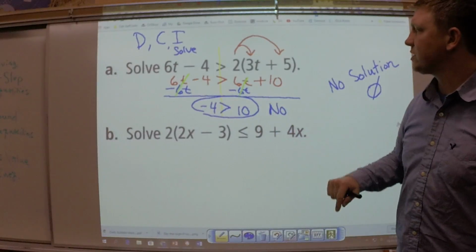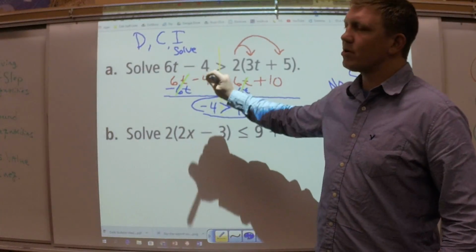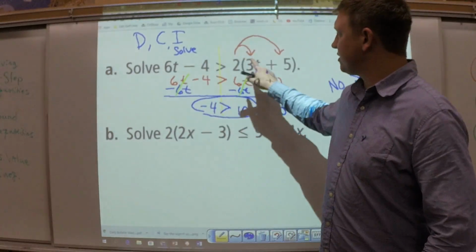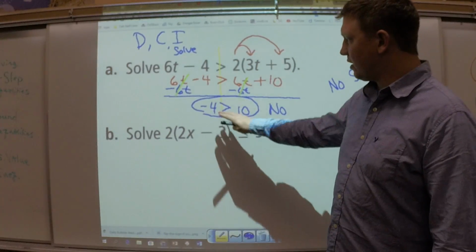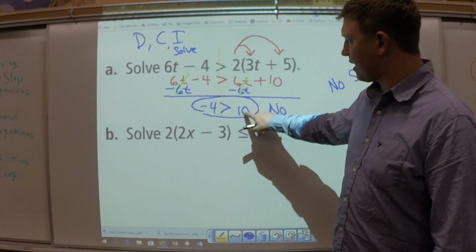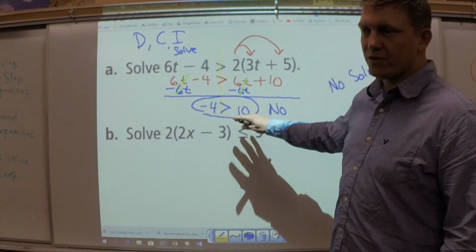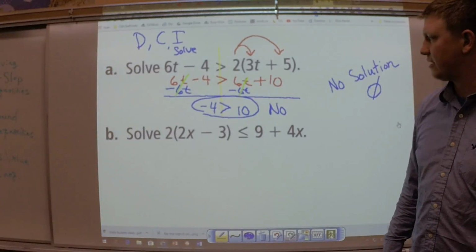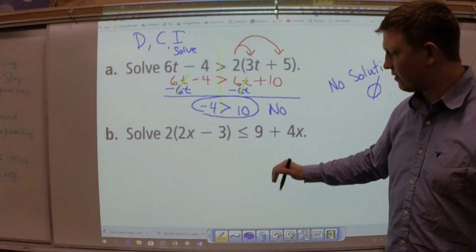All right? We know it's no solution because no matter what number you would plug in or substitute into the t location, no matter what you plug in there, it will never allow negative 4 to be greater than 10. No matter what, it's just never true. Negative 4 is not greater than 10. Okay, let's do this one down below, right over here.